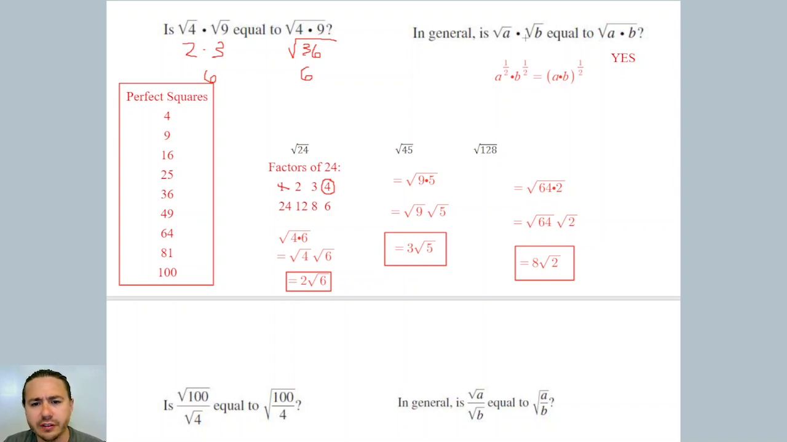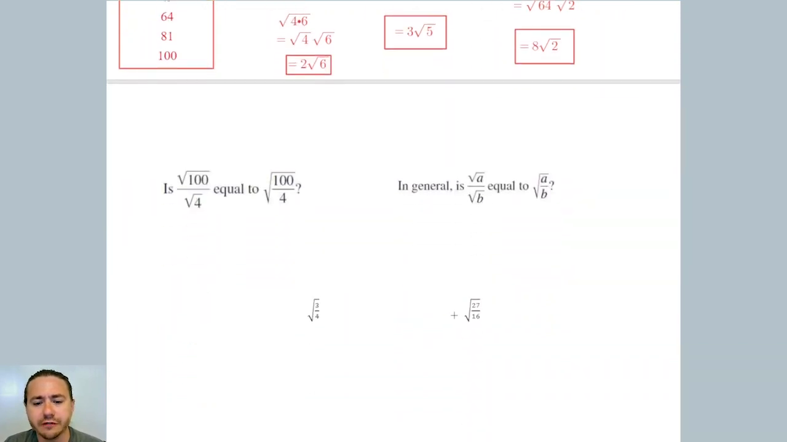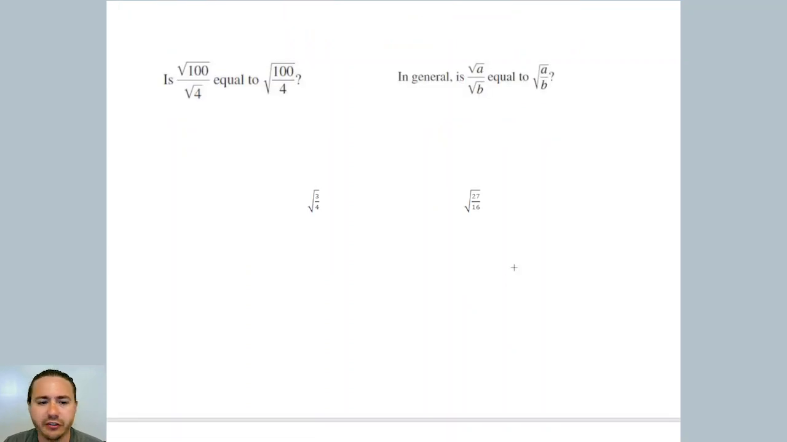Okay, so this is how multiplication of radicals works. Division of radicals works very similarly. Okay, so this is also going to be true.